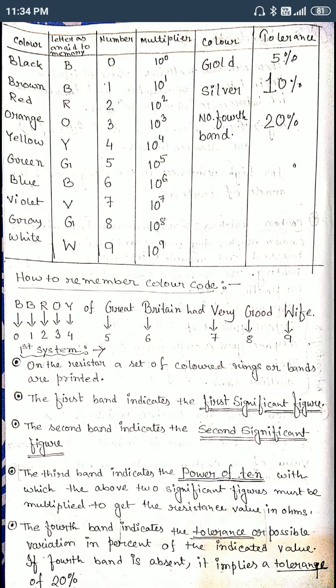So how do you remember this? There is a code. How do you remember the colors? B.B. Roy of Great Britain had very good wife. So the first letters: B.B. Roy, B means black, brown, red, orange, yellow, of Great Britain, G green, B blue, had very good wife, V violet, G grey, W white. If you remember this rhyme, B.B. Roy of Great Britain had very good wife, you can understand which color and the corresponding number.